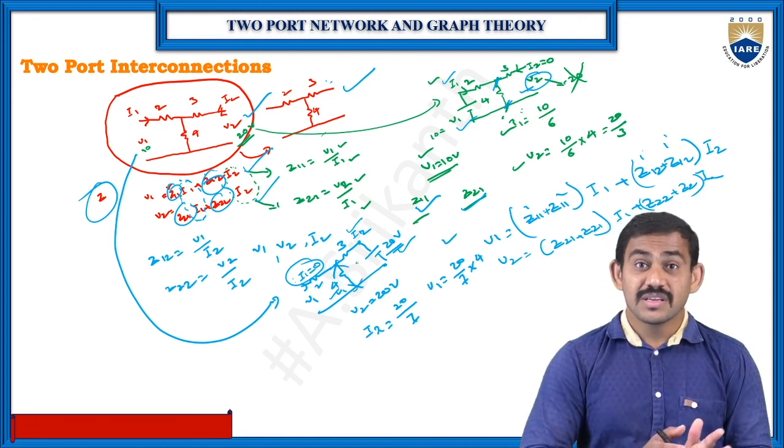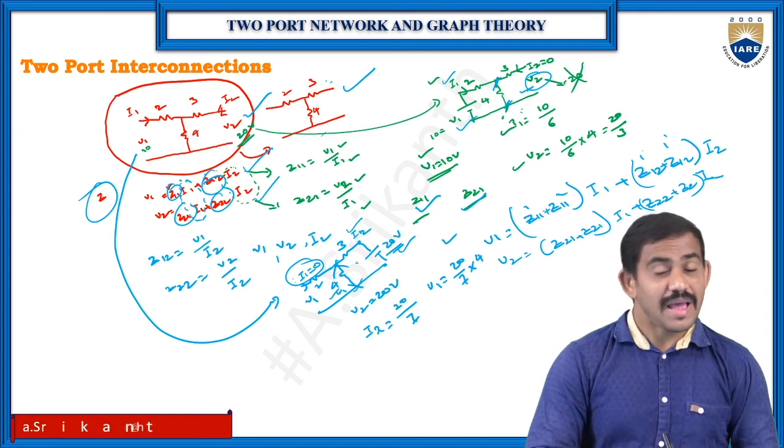Okay, so this is about two port networks connected in series, parallel, and cascade.